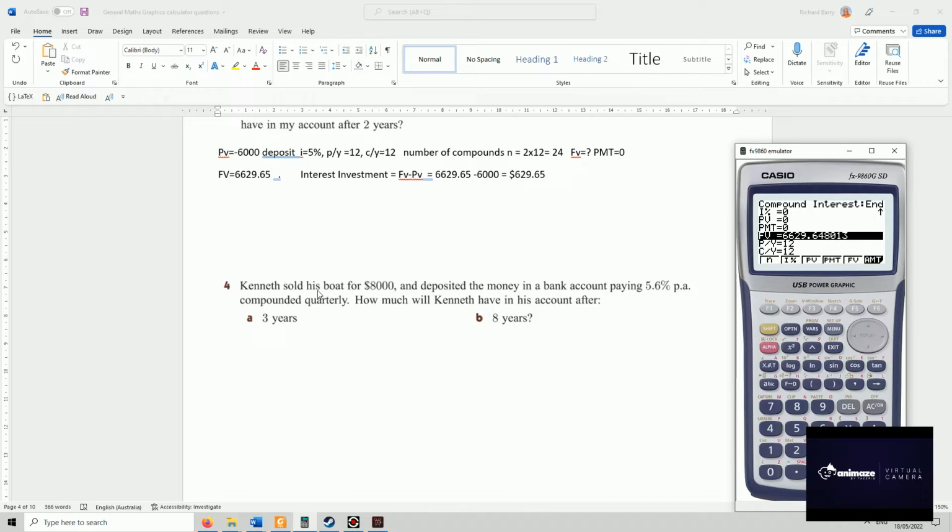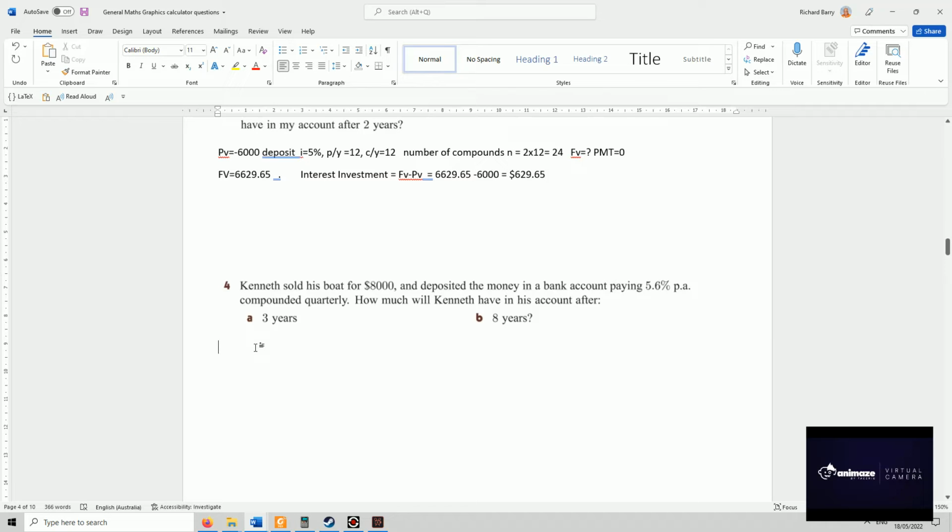Okay. So, he's got his boat for $8,000. He's sold it. He's depositing the money. It's an investment. Okay. So, PV equals minus 8,000. Put that money in. It's an investment. I put the money in. Minus 8,000. Alright. Go. I equals 5.6. Always going to be the easiest one to find. Compounded quarterly, and it's 3 years. So let's do part A.